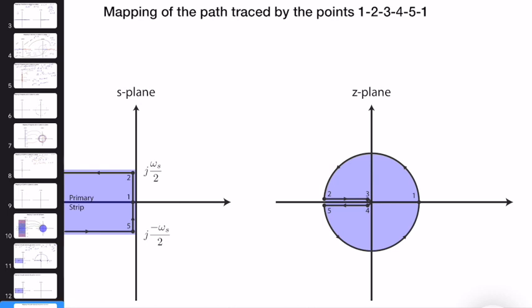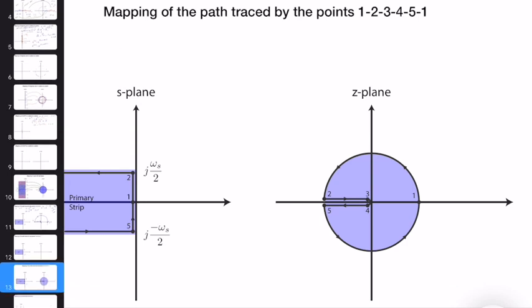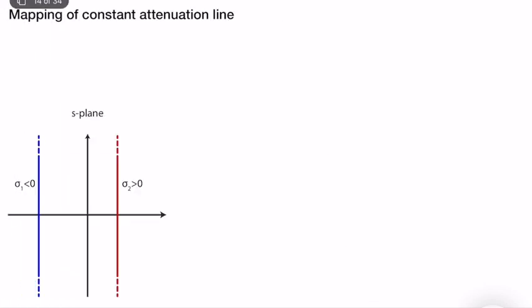It's really good. Okay, now what is next? Let's do something else. I think we covered the importance. These are more like examples. Okay, mapping of constant attenuation line.